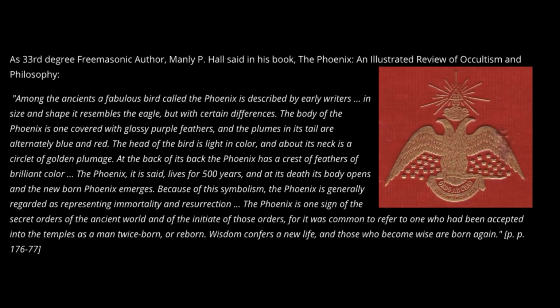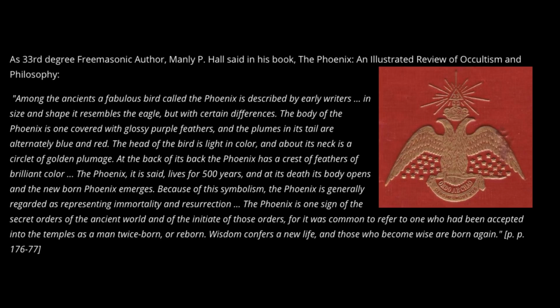As 33rd-degree Freemasonic author Manly P. Hall said in his book, The Phoenix: An Illustrated Review of Occultism and Philosophy, "Among the ancients, a fabulous bird called the phoenix is described by early writers. In size and shape it resembles the eagle, but with certain differences. The body of the phoenix is covered with glossy purple feathers, again purple, and the plumes in its tail are alternately blue and red. The head of the bird is light in color, and about its neck is a circlet of golden plumage. At the back of its head, the phoenix has a crest of feathers of brilliant colors. The phoenix is said to live for 500 years, and at its death, its body opens and the newborn phoenix emerges. Because of this symbolism, the phoenix is generally regarded as representing immortality and resurrection."